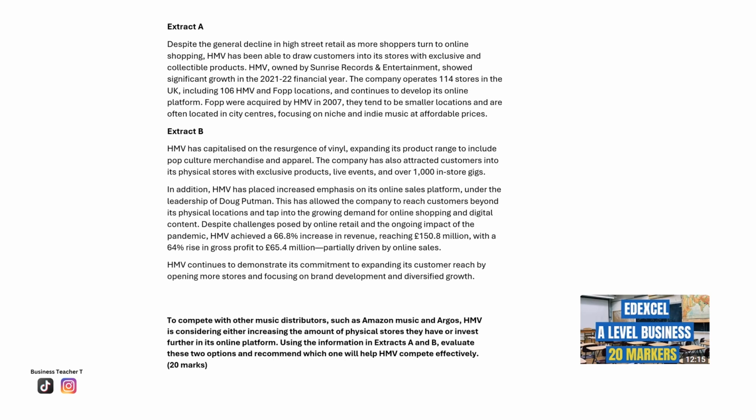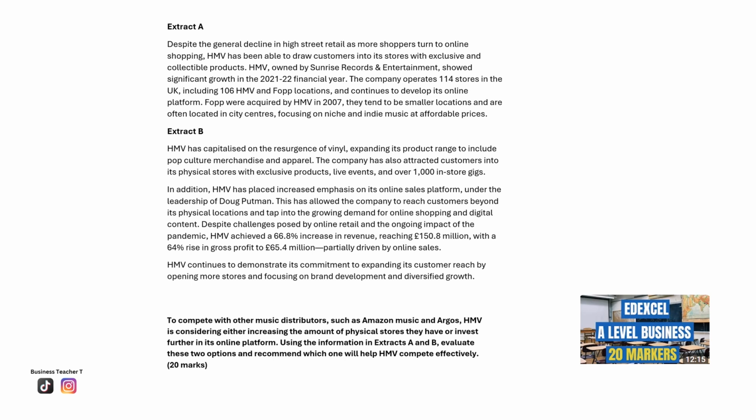They tend to be smaller locations and are often located in city centres, focusing on niche and indie music at affordable prices. Extract B. HMV has capitalised on the resurgence of vinyl, expanding its product range to include pop culture merchandise and apparel. The company has also attracted customers into its physical stores with exclusive products, live events and over 1,000 in-store gigs. In addition, HMV has placed increased emphasis on its online sales platform under the leadership of Doug Putnam. This has allowed the company to reach customers beyond its physical locations and tap into the growing demand for online shopping and digital content.